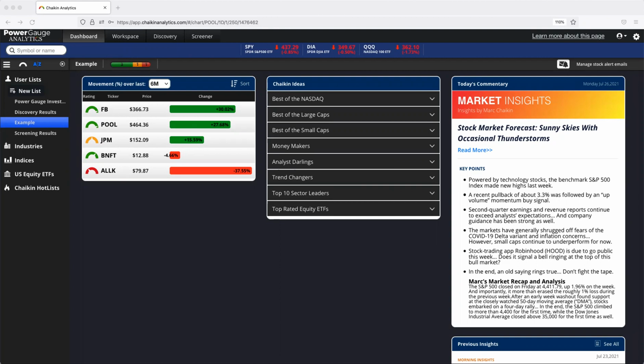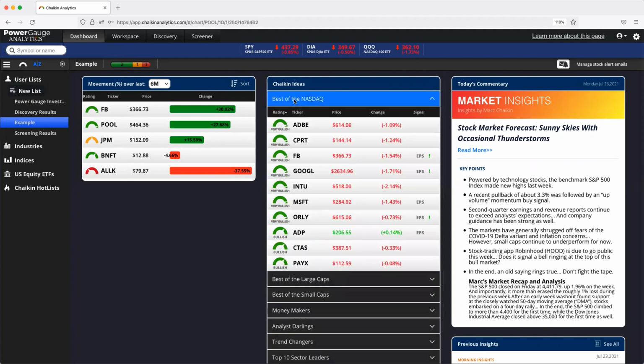In the middle of the dashboard, we find some featured Chaikin ideas. These are lists of stocks that may be of interest to you for adding to your portfolio. They include like the best of the NASDAQ, money makers, trend changers, and some ETF lists as well. By clicking on the list, it will expand and show you the stocks contained within, 10 or less stocks or ETFs in each group. And hovering your mouse over the name of the list tells you where this list of stocks or ETFs comes from.